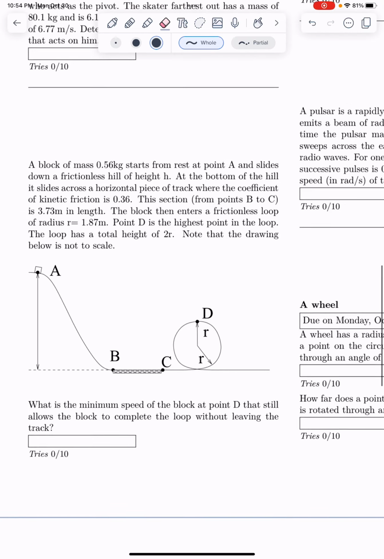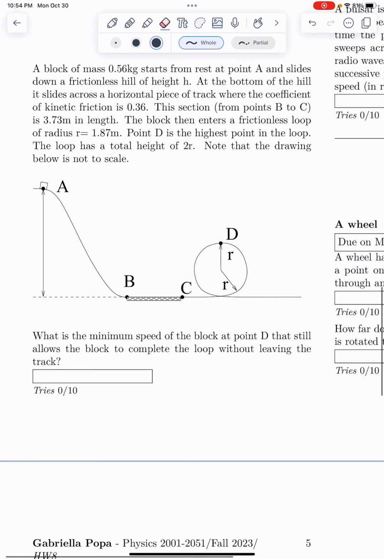I'm going to make it large here so we can look at one thing at a time. So let's see what is going on. Please read it carefully. Notice everything that is given. And the question is, what is the minimum speed of the block at D? Here, what is the speed here at D?